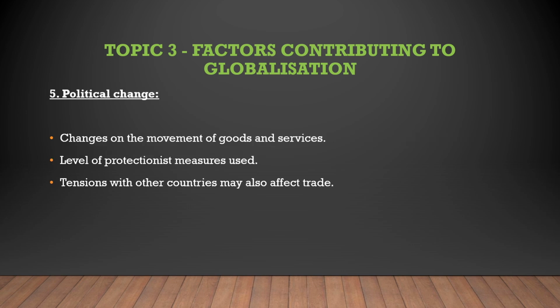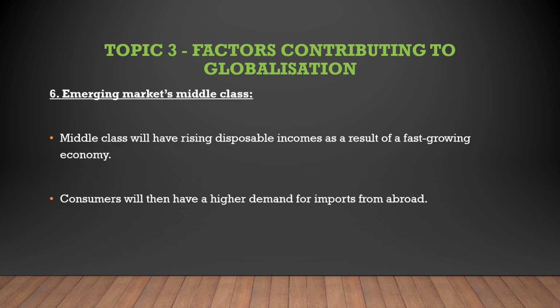Number 5, political change. Changes on the movement of goods and services, the level of protectionist measures used, tensions with other countries may also affect trade. Number 6, emerging markets middle class. Middle class will have a rising disposable income as a result of a fast growing economy, such as India or China. And consumers will then have a higher demand for imports from abroad.